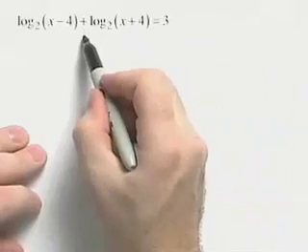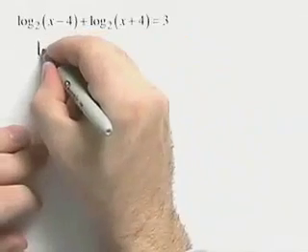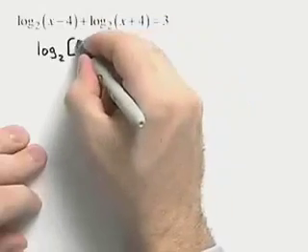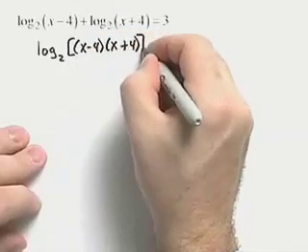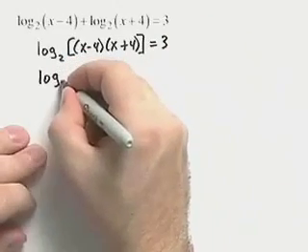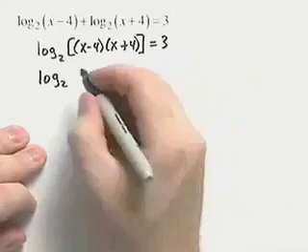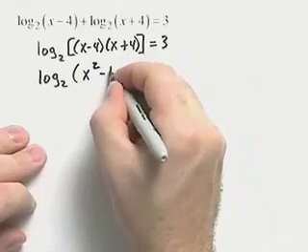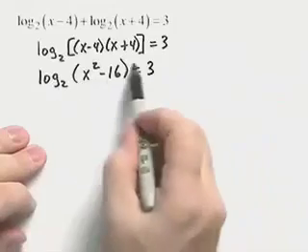In particular, we're going to use the product rule since we have the sum of two logs with the same base. So we can rewrite this as log base 2 of the product of these two insides, (x minus 4) times (x plus 4), and that has to equal 3. We're going to clean that inside up a little bit. (x minus 4) times (x plus 4) is a special form when we multiply it together. It's the difference of two squares, x squared minus 16. That equals 3.